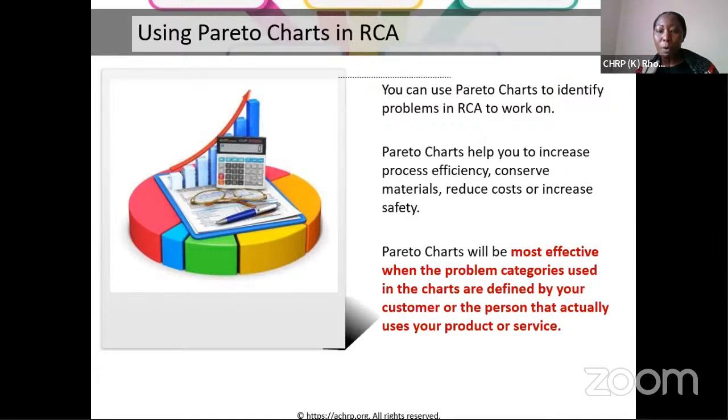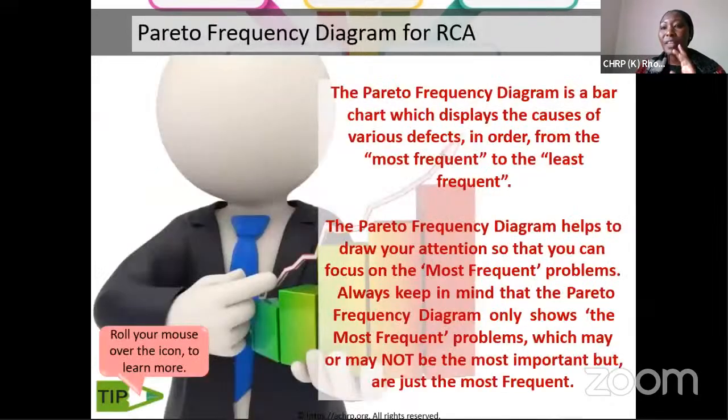Then the Pareto charts will be the most effective when the problem categories used in the charts are defined by your customers. You remember I said about objectivity, removing biases, and involving the people. So we say this is most effective when they are defined by your customers, who are the people experiencing it, the people at the forefront, the person that actually uses your products or services. Because if you're talking about the product defects, when did the defects occur? Is it immediately after the purchase? Is it immediately after being utilized? So they'll be able to tell you the story and also the errors and also their experience.